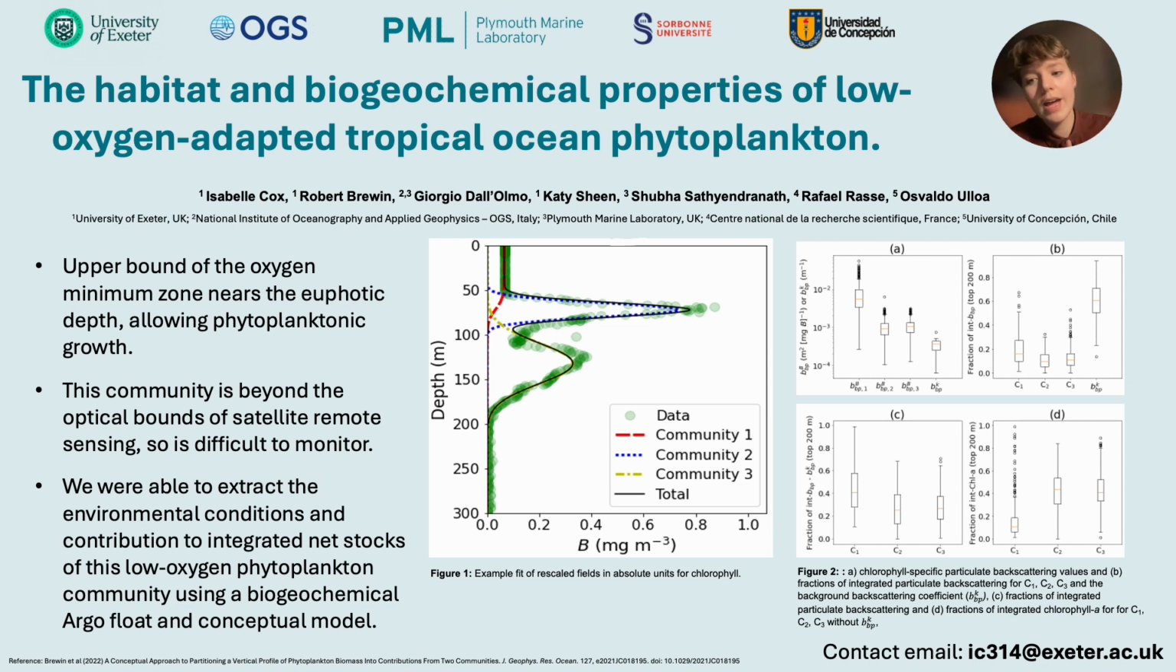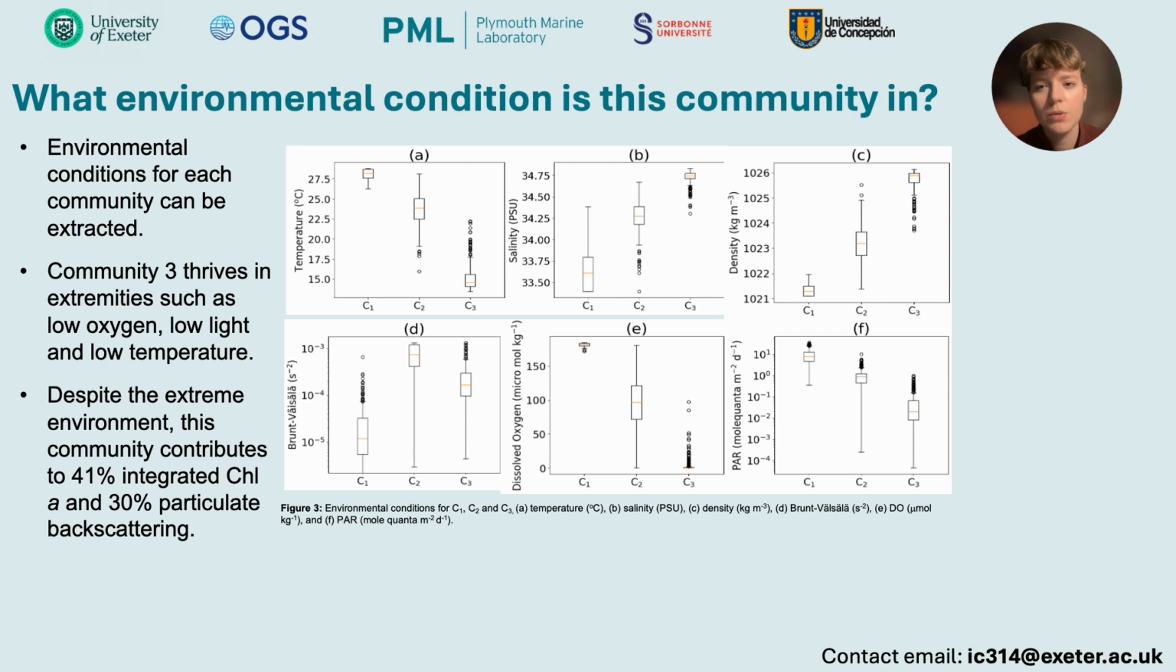However, as seen in Figure 2A, B, and C, Communities 2 and 3 contribute less to integrated particulate backscattering than Community 1. It is thought that this is due to depth-dependent variations in the carbon-chlorophyll A ratio, which is key in determining the photosynthetic rate of this community. The isolation of each community also allowed the extraction of environmental conditions in which they thrive. Found at depths of around 100 meters, Community 3 is adapted to the extremities characterized by extremely low oxygen, low light, and low temperature, as seen in Figure 3E, 3F, and 3A.